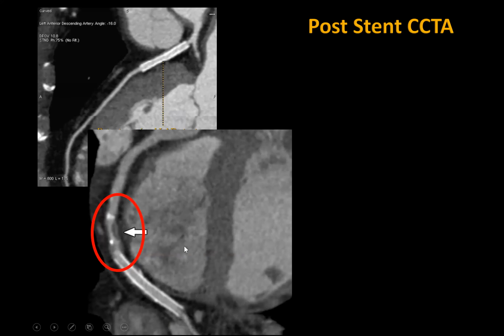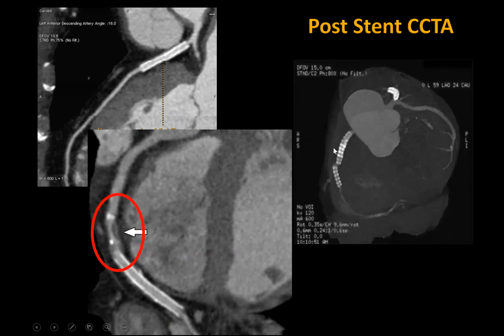Here is a post-PCI patient with chest pain, asked for a CT coronary angiogram. And you see the stent, there is no in-stent restenosis or ISR, but there's a new disease proximal to the stent. So this was the cause of chest pain.